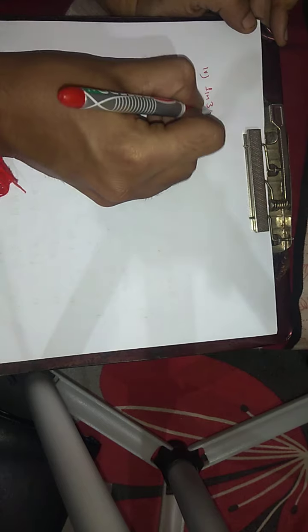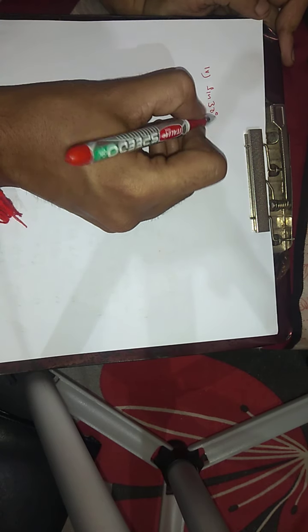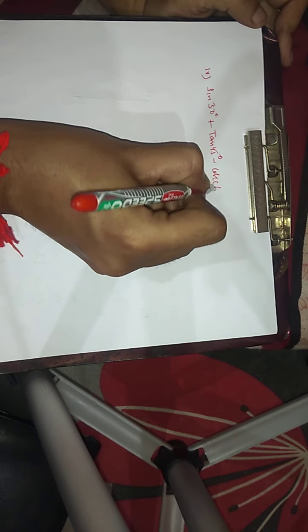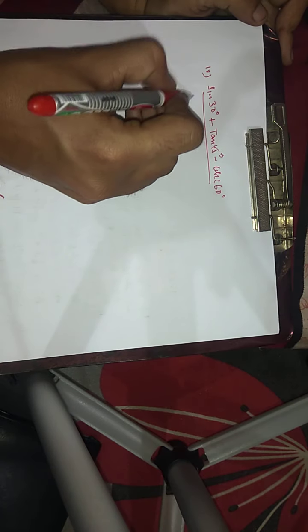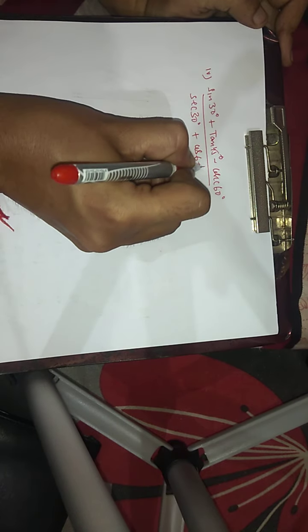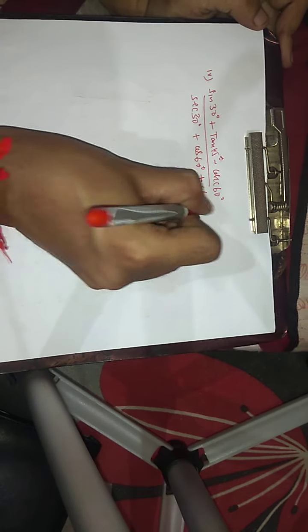Let's move towards part number 4. In part number 4 what we have is sin 30 degree plus tan 45 degree minus cosec 60 degree upon sec 30 degree plus cos 60 degree plus cot 45 degree.